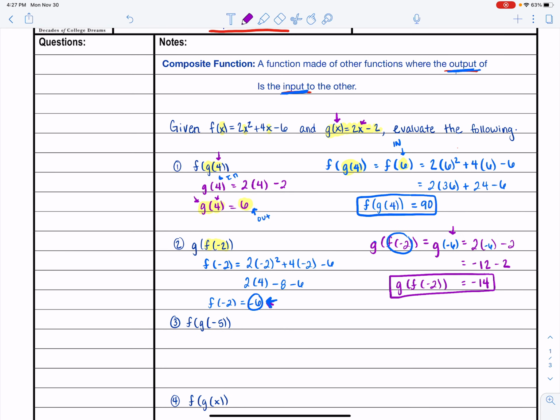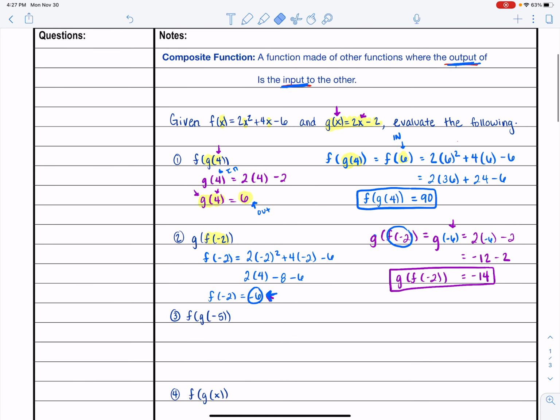Inside out. Do the inside problem and then put that answer in the outside problem. All right, let's find f of g of negative 5. I want you to pause the video, try this one on your own, and then come back and see if you got it right.